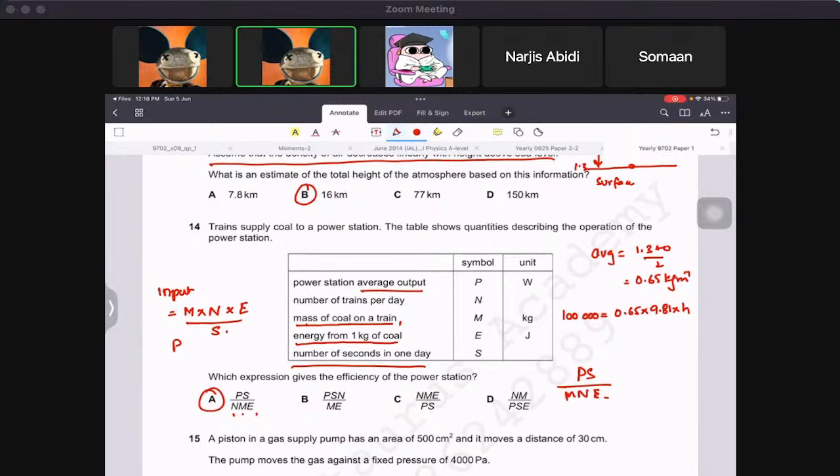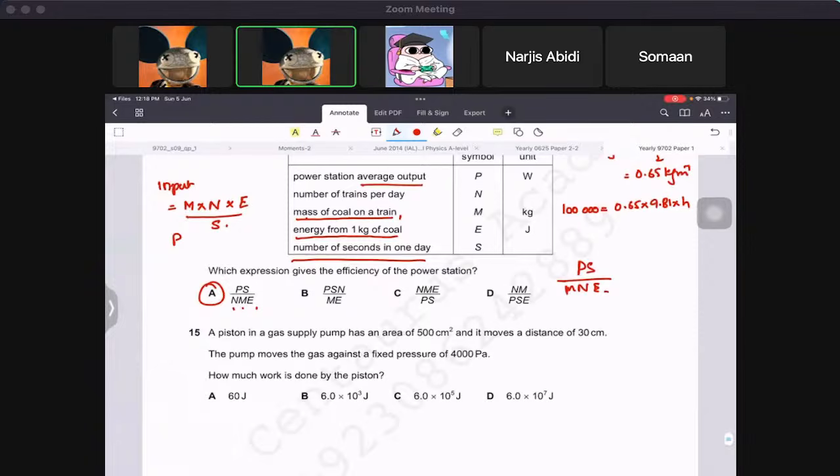Alright, this question was pretty strange. The piston in a gas supply pump has the area as this and moves a distance of 30. The piston moves the gas at fixed temperature, fixed pressure. How much work is done? So work done is pressure times change in volume. So 4,000 times, this is in centimeter and this is also in centimeter. We need it converted into meters.